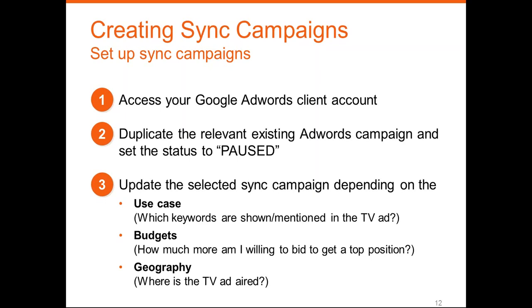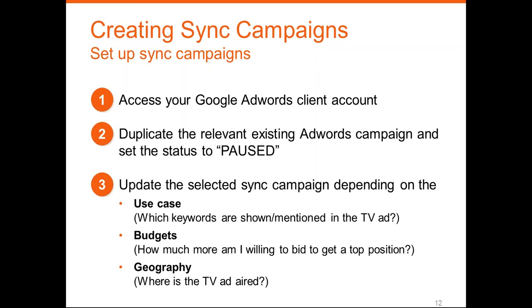Okay, so I'm just going to stick with the example. We've duplicated the relevant existing AdWords campaign, and we're setting it in a paused state. What we want to do next is update the selected sync campaign depending on a few different factors. So what's my use case? What keywords do I want shown, and which are irrelevant? The irrelevant keywords can just be paused, or even ad groups can be paused.